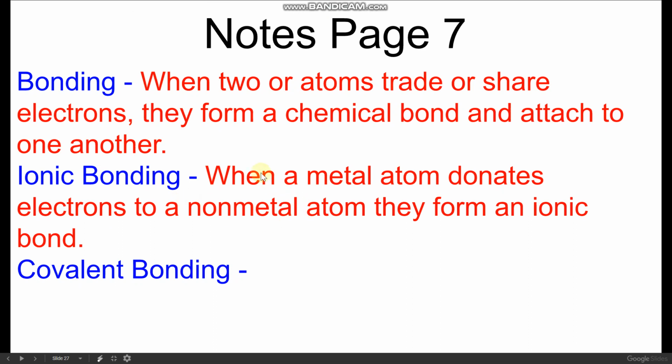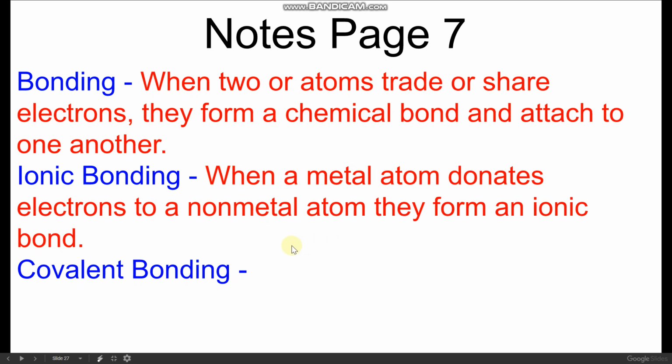So an ionic bond is when a metal atom donates electrons to a nonmetal atom, and they form an ionic bond. So ionic bonding is always going to be at least one metal and at least one nonmetal, right? And the metal is always going to be donating electrons or giving electrons to the nonmetal.